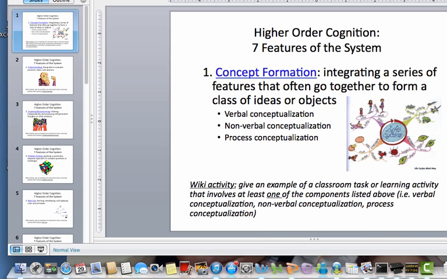When you're ready, you can either pause this mini lecture and go to the 7 features of the system activity on the Moodle page, or go back after you've listened to all the slides. And then please think about an example of a classroom task or learning activity that involves at least one of the components listed above, so either verbal conceptualization, nonverbal conceptualization, or process conceptualization. And then include that in our database chart that we'll be creating based on these activities for this week.